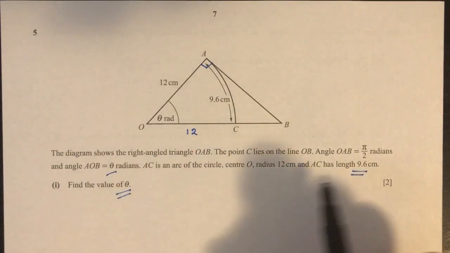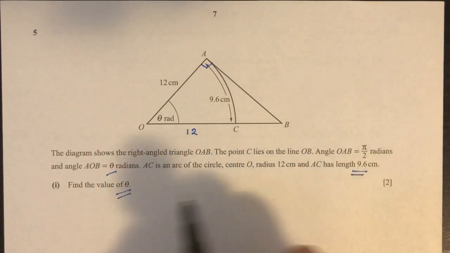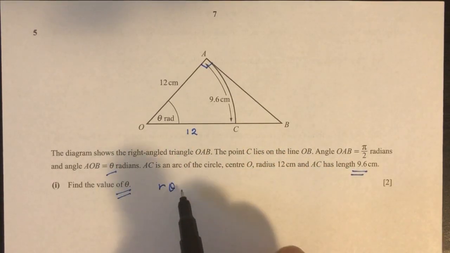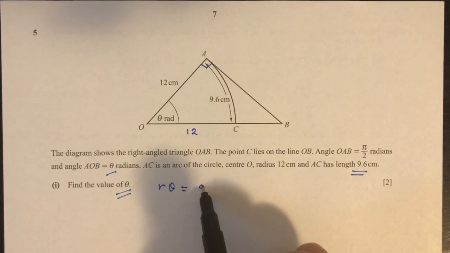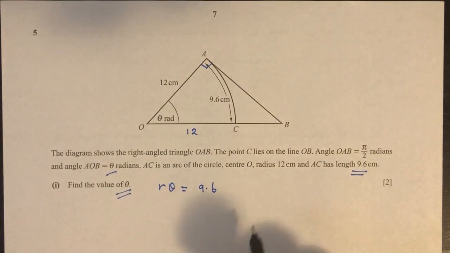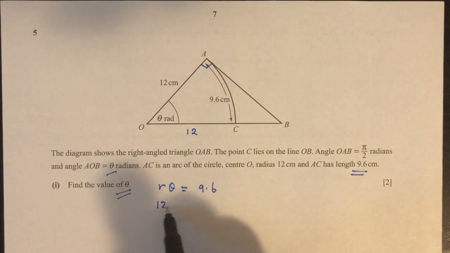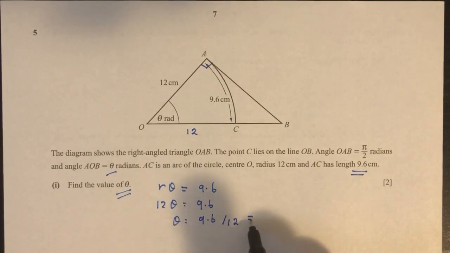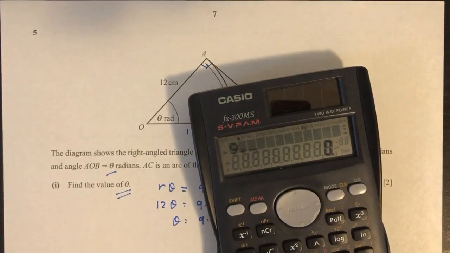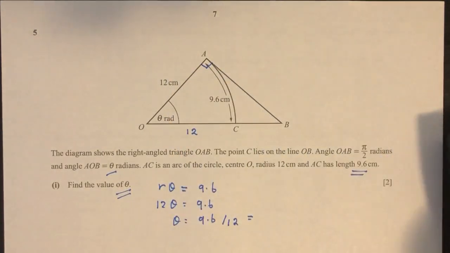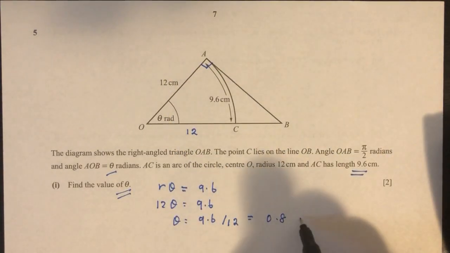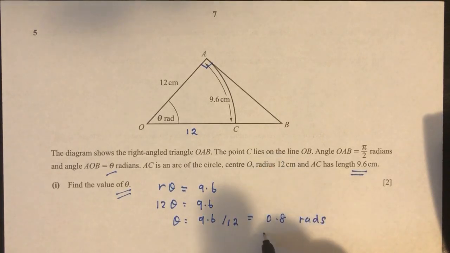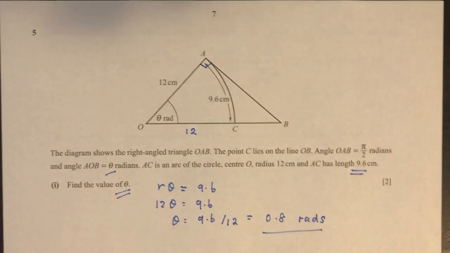So very easy. We know that the length of arc is given by r times theta, which is 9.6. So from this, r is 12, so theta will be 9.6 divided by 12. So 9.6 divided by 12, that will be 0.8 radians. That will be part 1.